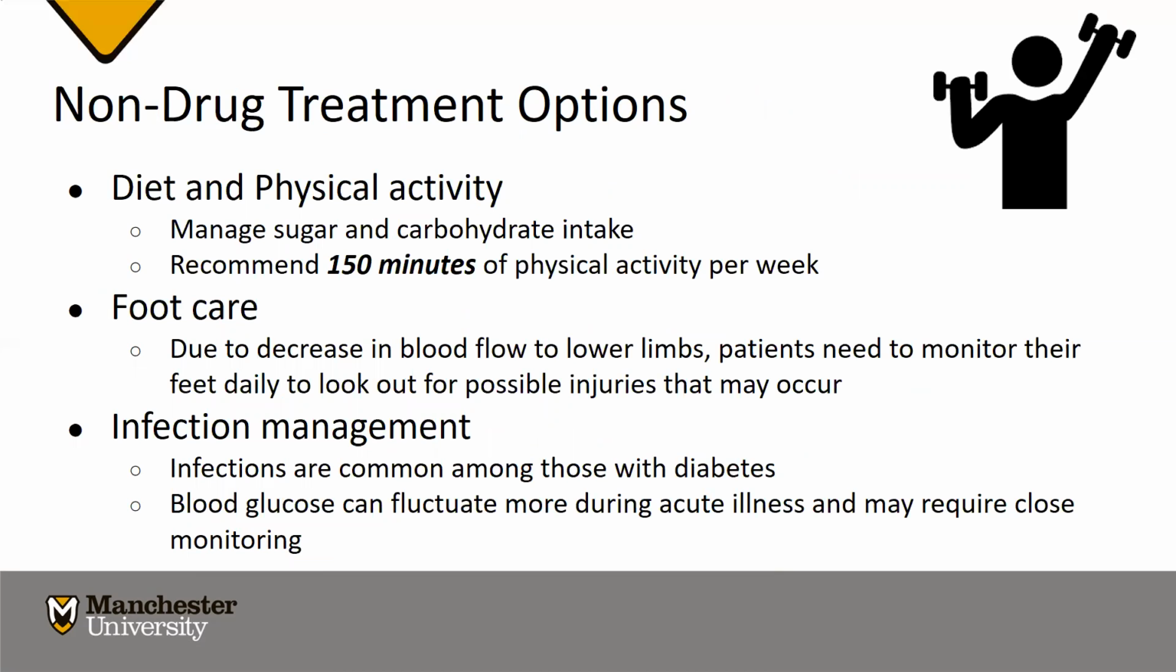So just to talk a little bit about some non-drug treatment options for someone with diabetes or who is pre-diabetic. Diet and exercise is a huge component. So managing how much sugar you're taking in, how many carbohydrates you're taking in, trying to optimize protein is a big factor when it comes to managing diabetes and managing if you're pre-diabetic. You want to get your required amount of exercise in per week. It is recommended to get around 150 minutes of physical activity.